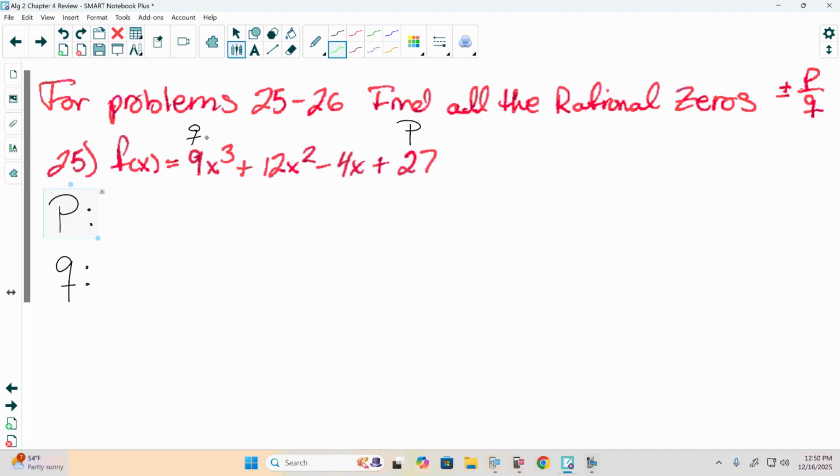So, looking at this here, the factors of the constant term, well, our constant term is going to be what? The constant term is the number without a variable. And our number without a variable in this case is 27. So the first thing we want to do is find the factors of 27.